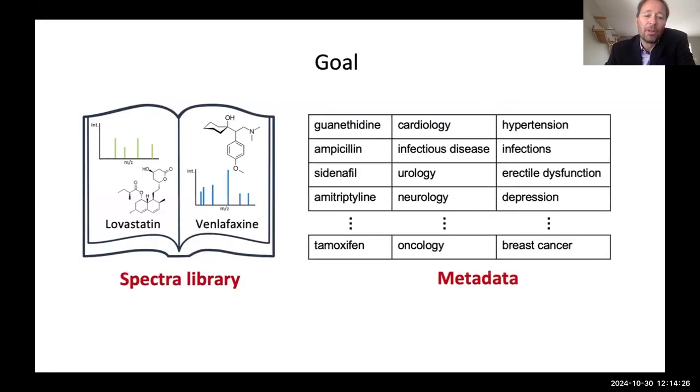So first of all, we need to get a spectral library where we know that they're drugs. So that's the first thing. And then we attach a variety of different metadata that might be of interest to the community to quickly assess. So if you want to find out all the antibiotics that are present in the sample, you just find that infectious disease or antibiotic metadata tag and then filter for it.